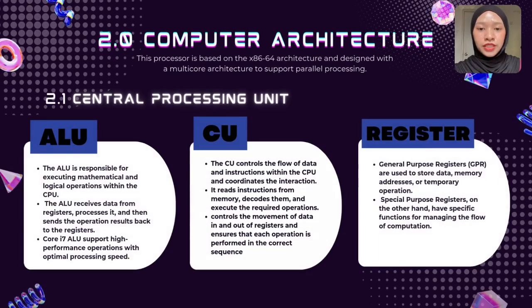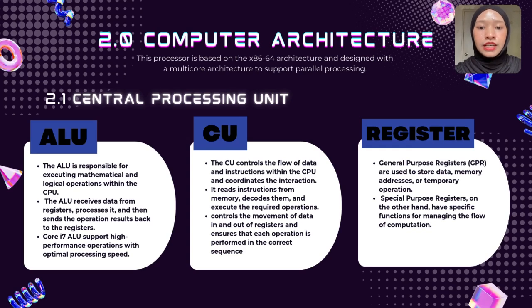Next, 2.0 is computer architecture. First, ALU. The ALU or arithmetic logic unit handles all mathematical and logic operations inside the CPU, for instance subtraction, addition, multiplication, division, plus logic like AND or AND NOT. It takes data from registers, processes it and sends the result back. In the Intel Core i7, this is for super fast high performance computing.